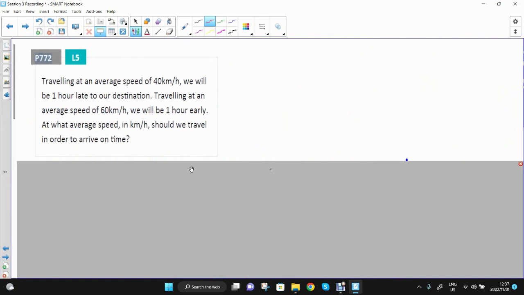Traveling at an average speed of 40 kilometers per hour, he will be 1 hour late to his destination. Traveling at an average speed of 60 kilometers per hour, he will be 1 hour early. At what average speed in kilometers per hour should we travel in order to arrive on time?